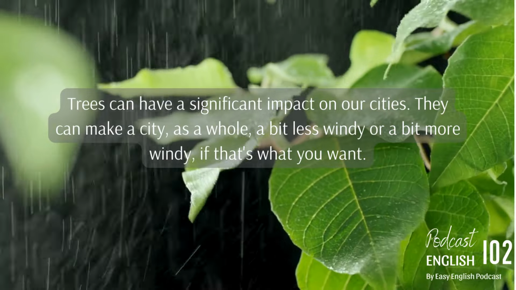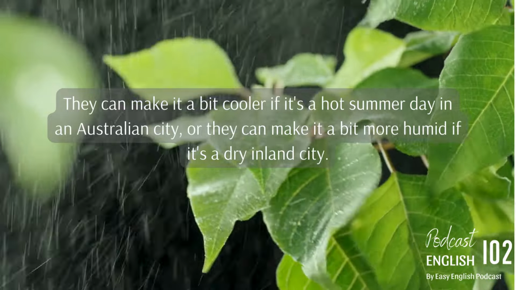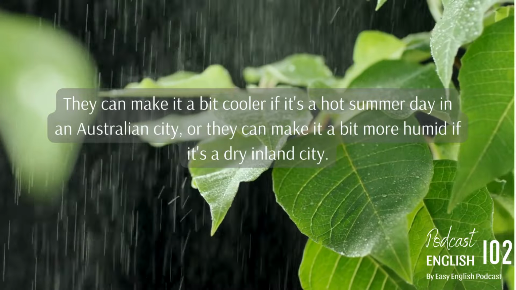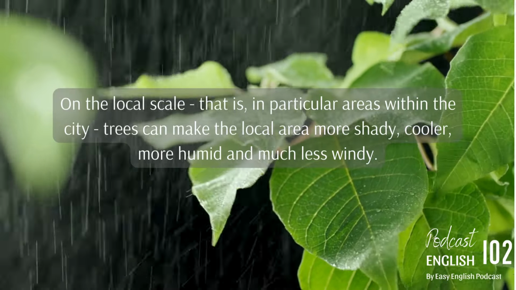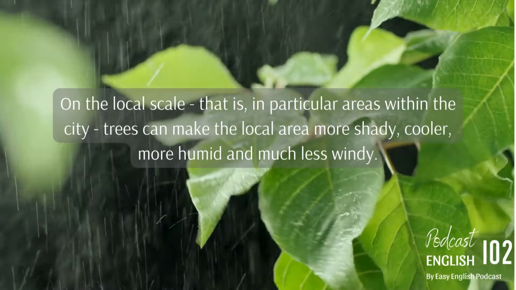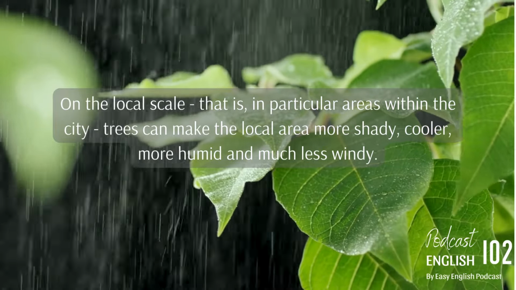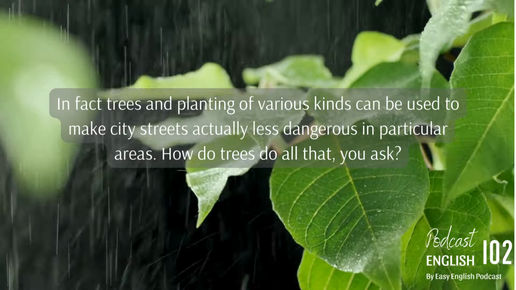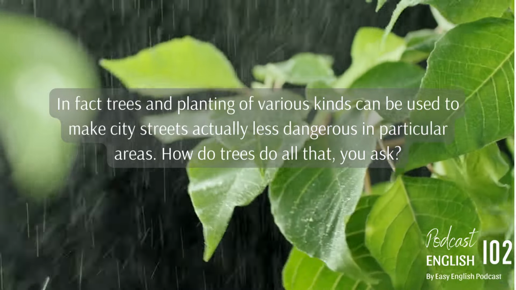They can make a city as a whole a bit less windy, or a bit more windy if that's what you want. They can make it a bit cooler if it's a hot summer day in an Australian city, or they can make it a bit more humid if it's a dry inland city. On the local scale, that is in particular areas within the city, trees can make the local area more shady, cooler, more humid and much less windy. In fact, trees, and planting of various kinds, can be used to make city streets actually less dangerous in particular areas. How do trees do all that, you ask?